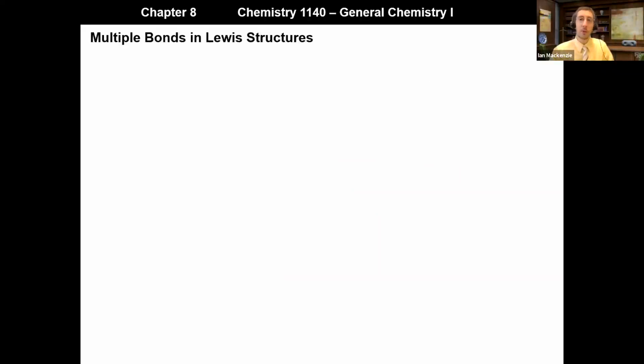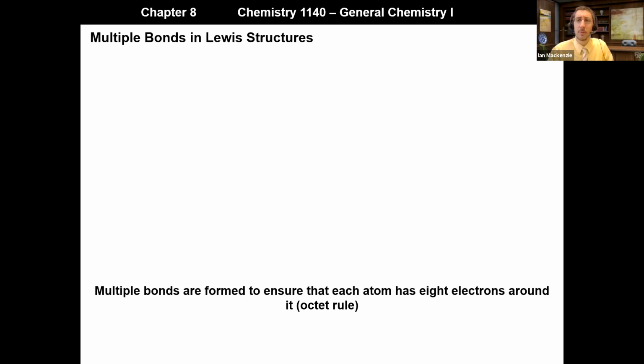Now, you may also know from previous experience that we can have multiple bonds in structures between elements. We can have double or triple bonds. What does that look like, and why would we do something like that? Well, multiple bonds are formed to ensure that each of the atoms has 8 valence electrons. Basically, we only use multiple bonds in order to ensure that each element follows the octet rule, providing it's not one of the exceptions.